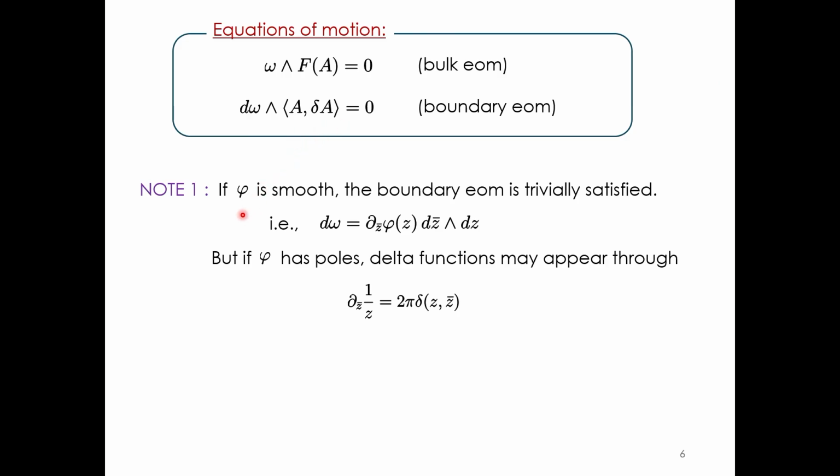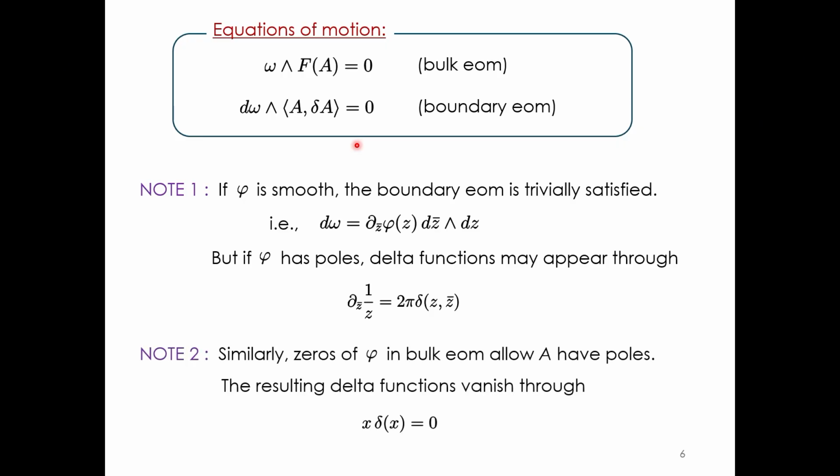Anyway, I want to make some notes. If phi-bar is smooth, the boundary EOM is trivially satisfied because omega is evaluated like this. So if phi-bar is smooth, this part vanishes. Then omega is 0, so this boundary EOM is trivial. But if phi-bar has poles, we can get the delta function contributions like this. Then this boundary EOM has a non-trivial contribution.